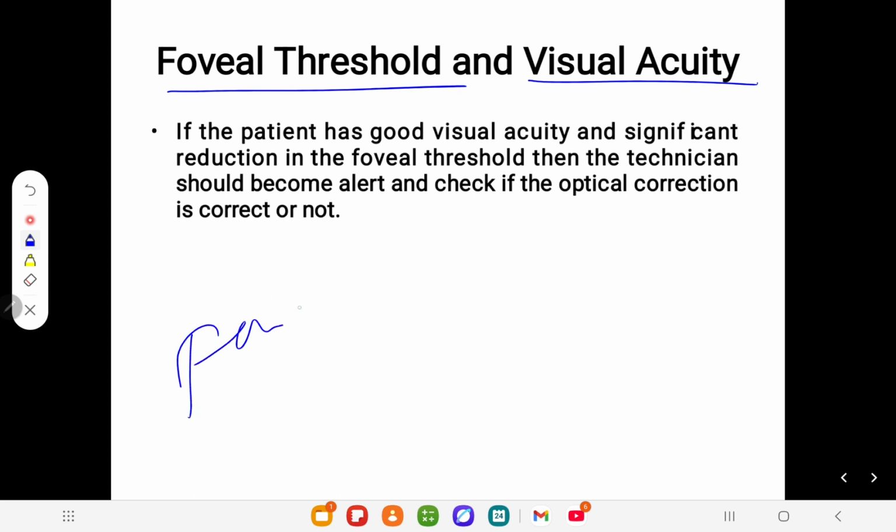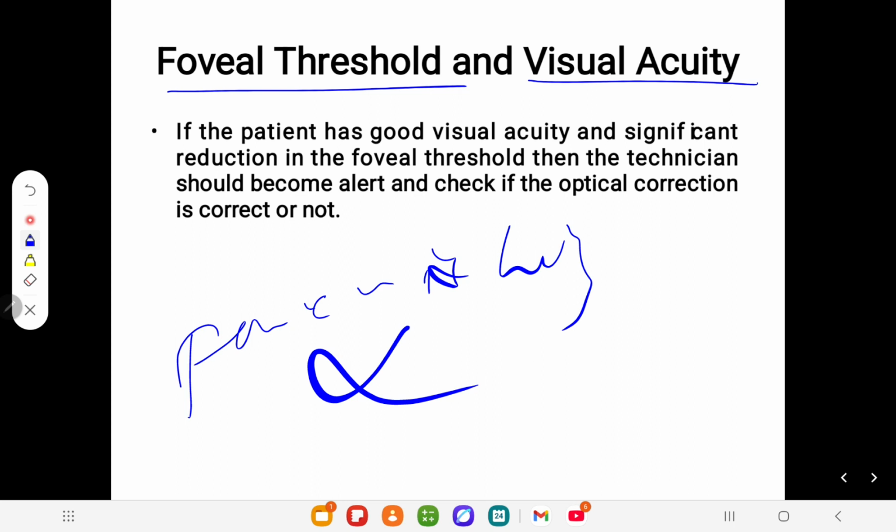If foveal threshold is high, it means visual acuity is high, isn't it? It's very simple. Foveal threshold is high means visual acuity is high. So if the patient has good visual acuity and the foveal threshold is lesser, then you must understand there is something going on which is not good.